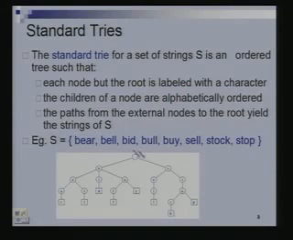Now the children of a node are ordered alphabetically. What does that mean?